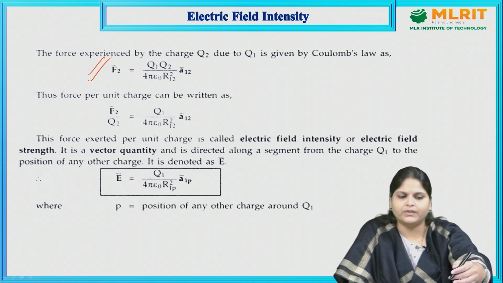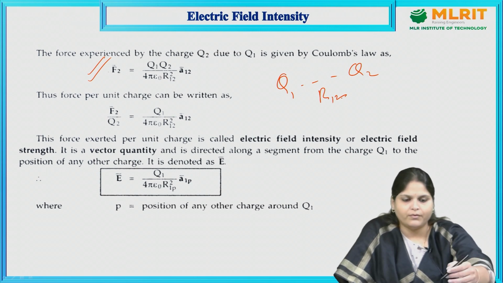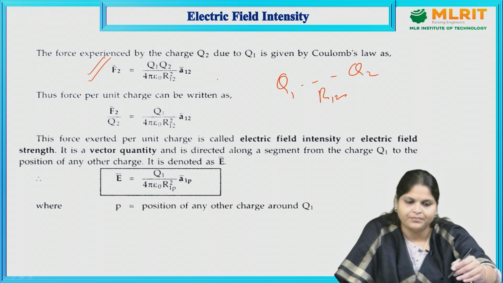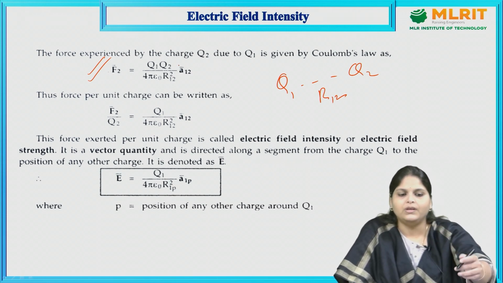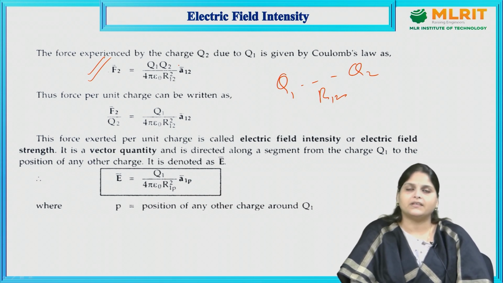Basically, Q1 and Q2 are the two charges. There is some space between them, distance between them. So, the force on Q2 by Q1 is written as, or the force on one charge due to another charge can be written as F is equal to Q1 Q2 upon 4 pi epsilon naught R12 square, and the unit vector is A12.